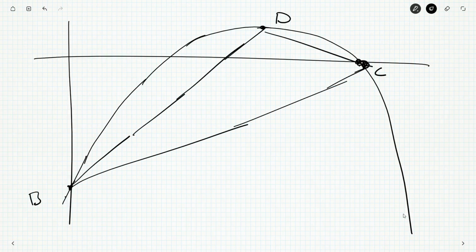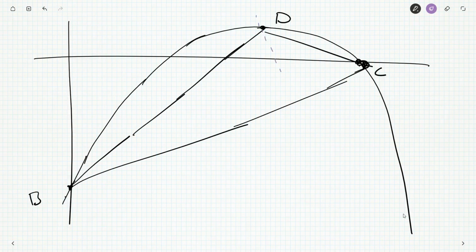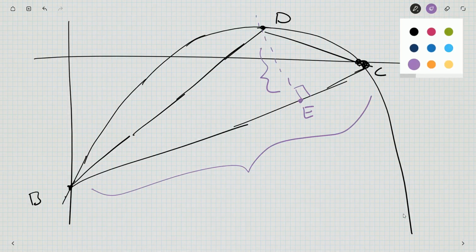Now, unlike the ABC, I don't have an easy height that I could drop. I could figure out the slope of line BC and then get a line through D that's perpendicular to BC, and then get that intersection point E, and then figure out this height, and then you can use distance formulas to figure out the distance between 2 points. You can get the base here and the height there. I think that's going to be a bit messy.